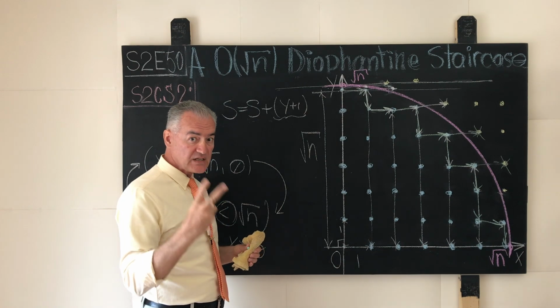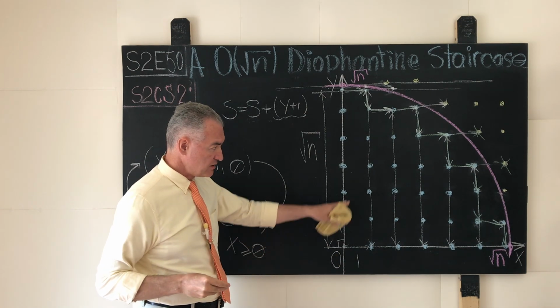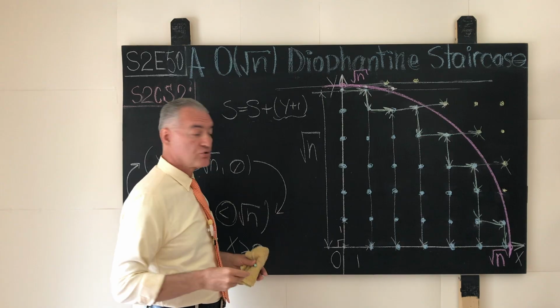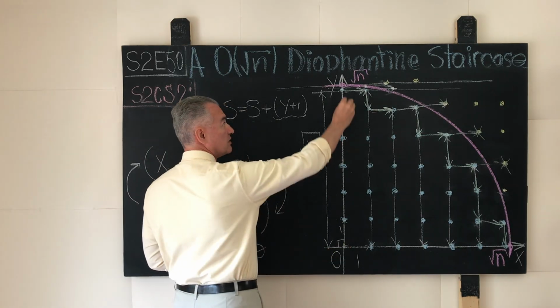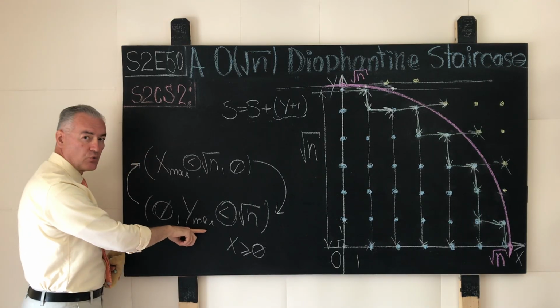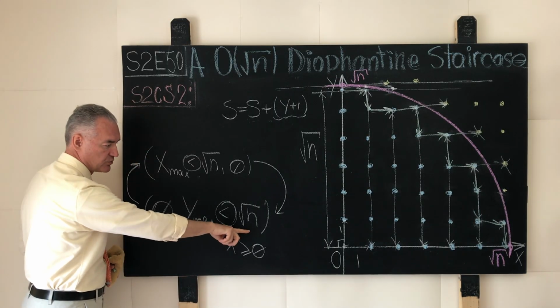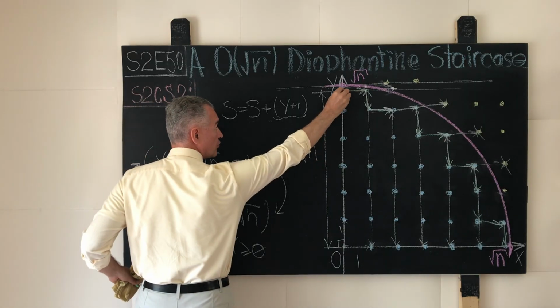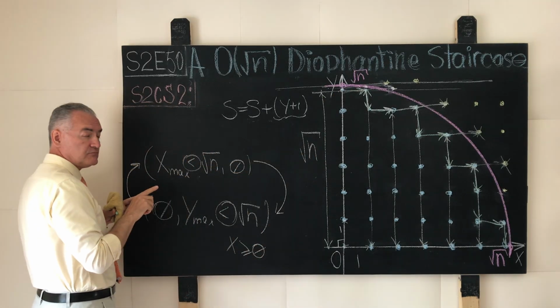But the second implementation of the algorithm is based on what? On the vertical motion. First, we climb up the y-axis into the point that has coordinates 0 and y max still less than square root of n, this point over here, and then we do what?